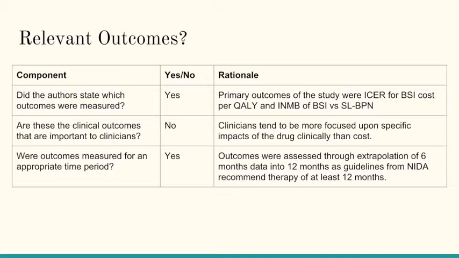When clinicians decide to use a specific formulation of drug over another, they consider factors such as convenience, efficacy, and safety. They would then consider insurance coverage of the medications as well, since most patients cannot afford expensive therapy. These outcomes were measured for an appropriate time period. Clinical evidence that compared the two interventions had a follow-up of 6 months. By using the Markov model, the data was extrapolated to 12 months. Guidelines from the National Institute on Drug Abuse recommend patients to be on opioid use disorder substitution therapy for at least 12 months. So we can say that these outcomes were measured for an appropriate time period.